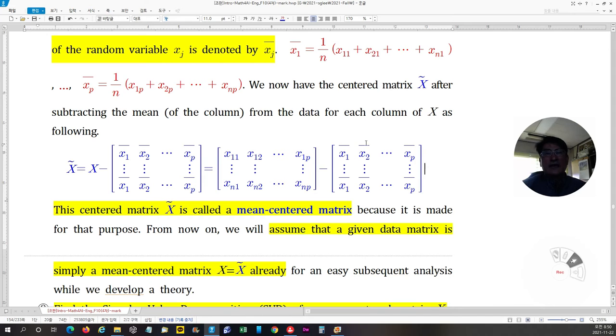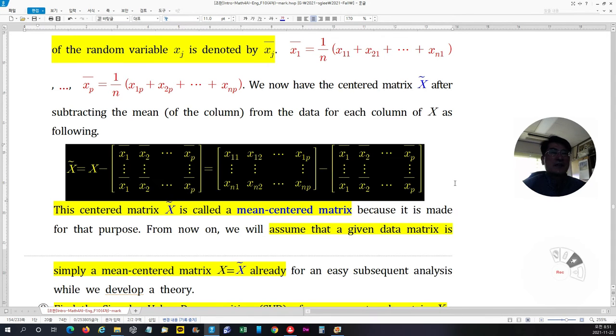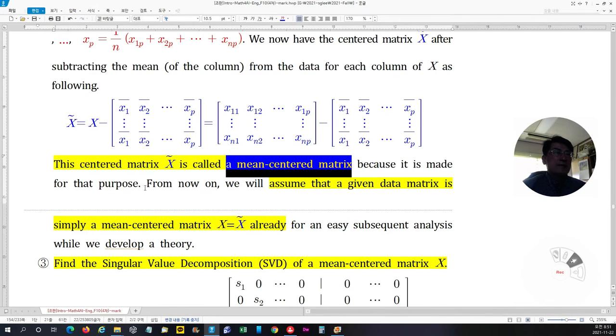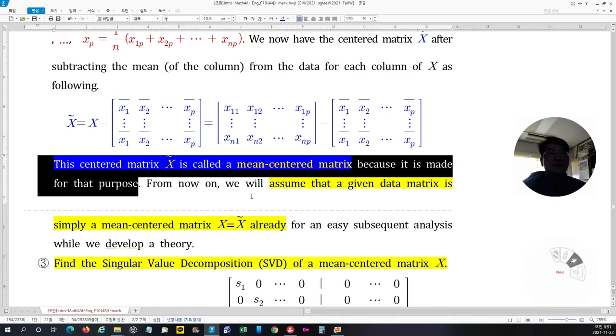X1 bar, X2 bar on the second column, Xp bar on the pth column. If we subtract it, then X tilde is defined as this. This centered matrix X tilde is called a mean-centered matrix because it is made for that purpose. The mean is zero.